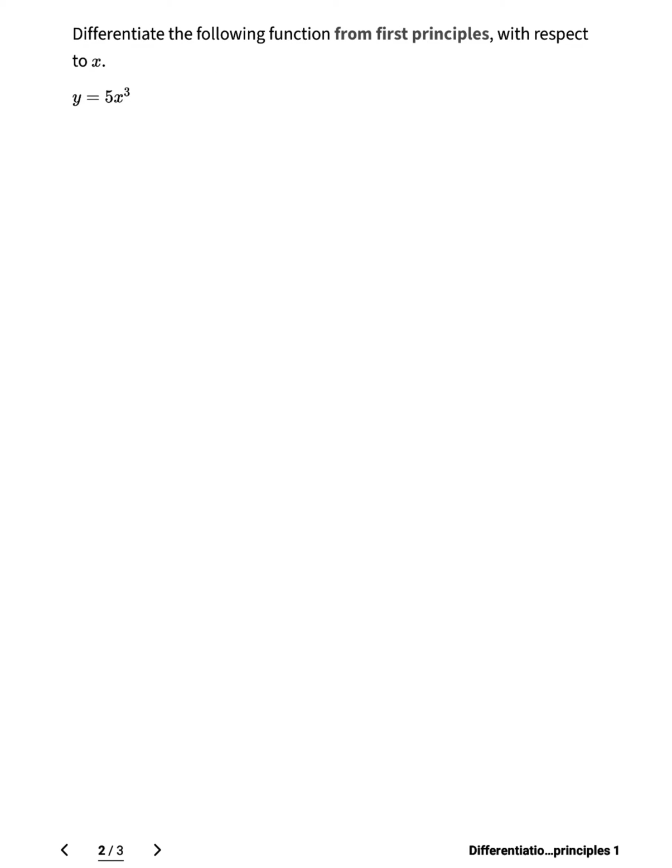So now we've got y is equal to 5x cubed. So it's a slightly harder one. And we start by writing down the formula for the gradient. So in this case, we're going to substitute x plus delta x into this formula here. So we're going to have 5 times x plus delta x cubed minus 5x cubed all over delta x.